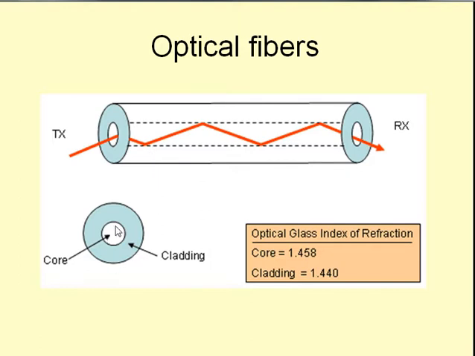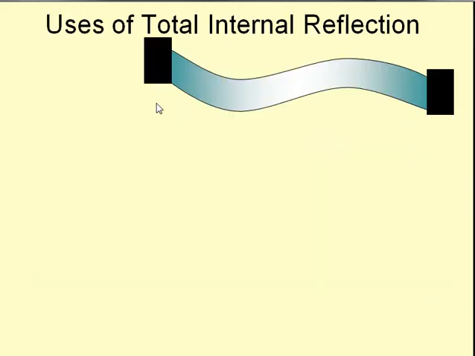So here's your glass core, and you have something surrounding it that's called a cladding. And there's a difference in the index of refraction between the two, so that you can create some kind of internal reflection. So here's a graphic about light bouncing down a channel.